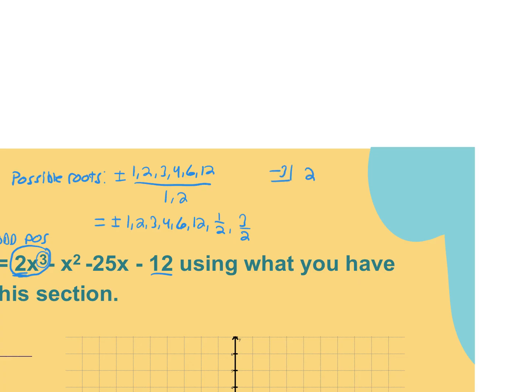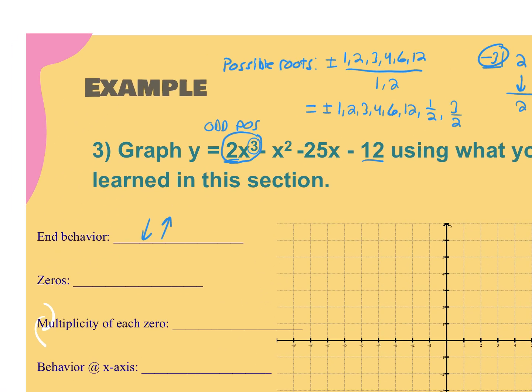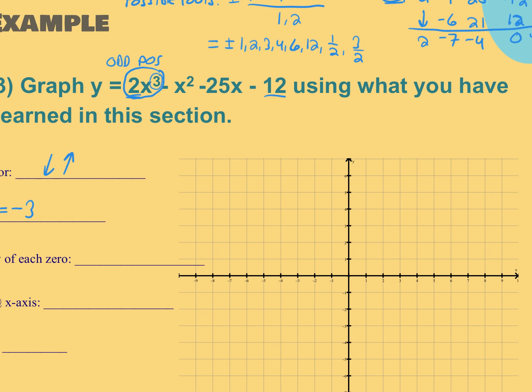We're going to get 2, -1, -25, and -12. All right, and then we're going to get a 2, a -6, -7, 21, -4, 12, and 0, right? So -3 does work, all right? Again, you would do this on your own. You would start from 1 and work your way up, but again, just trying to save a little bit of time. I know that one of my zeros is going to be x equals -3, all right?